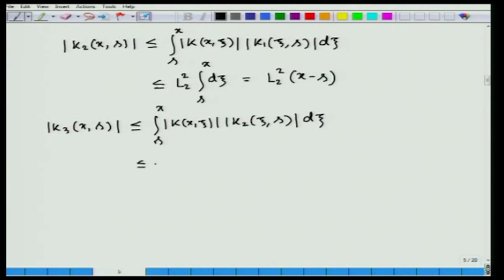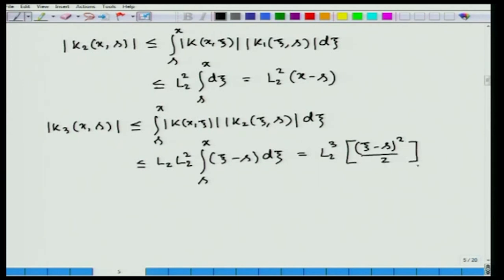And using these results, we can find this is less than equal to L 2 for this one, then L 2 square for modulus k 2 xi comma s, integral s to x xi minus s d xi. And evaluating this integral, we can find L 2 cube xi minus s whole square divided by 2, limit from s to x. At the lower limit, when substituted for xi equal to s, this is identically equal to 0. So, this is coming out to be L 2 cube x minus s whole square divided by 2.